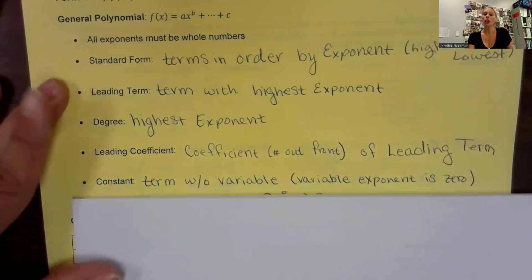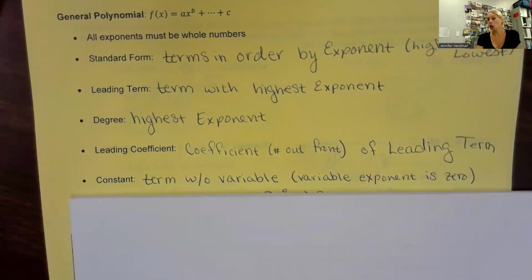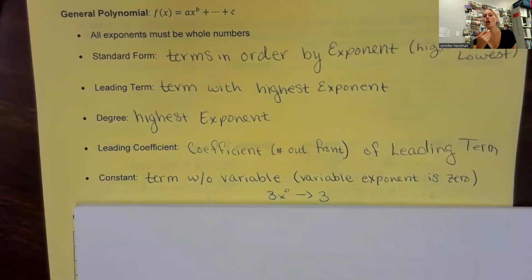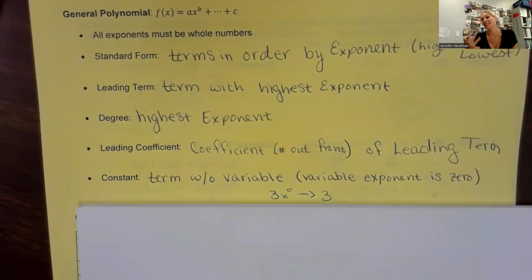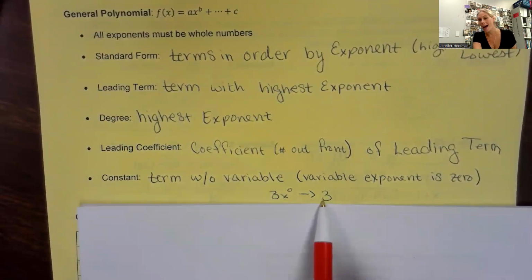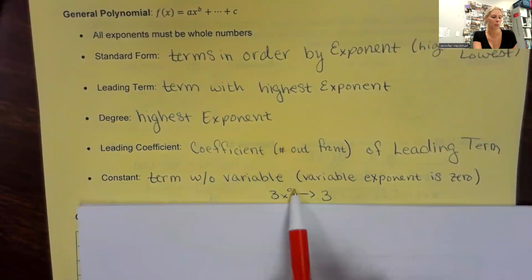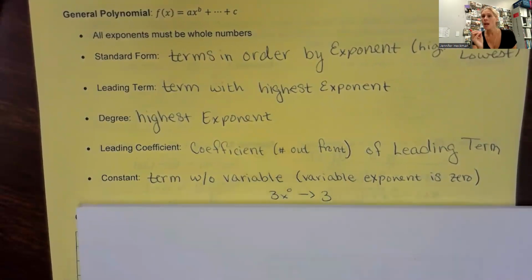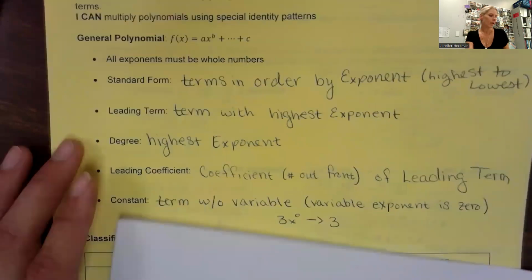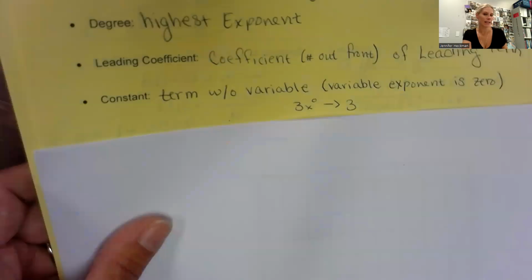Next term is constant. A constant is the term without a variable. Or you could think if there was a variable, that exponent would be 0. And I give you an example right here. So the constant that we think of, just a number with no variable, would be 3. But technically, if it had a variable, it would mean that the exponent to that variable is 0. Because if we remember our exponent rules, anything to the 0 is always the value of 1. Okay? So again, stop the video if you need to write down those terms.